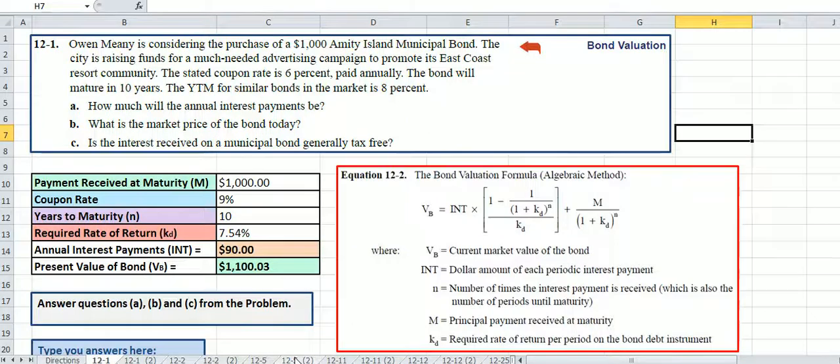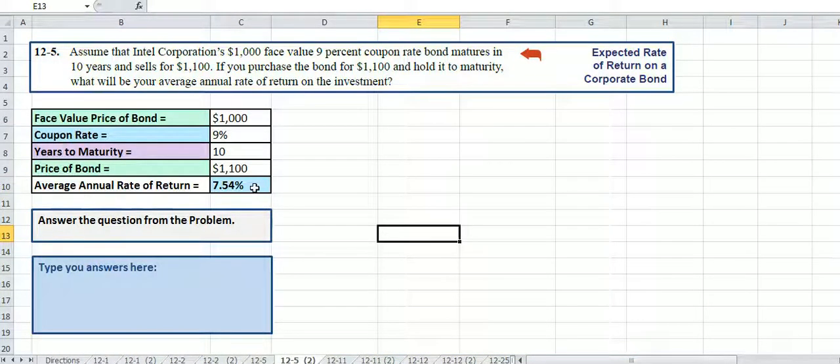And then what we're seeing in problem 12.5 is that when the price of the bond is higher than the face value of the bond, then the actual interest rate you're getting paid on your investment of 1,100 is slightly lower than the coupon rate on the 1,000. Once again, I'm probably over explaining this, but you're getting paid 9% on 1,000. You're getting paid 7.54% because your payments are going to be, every year, 9% of the face value. So those payments would actually be 7.54% of the higher price of the bond.